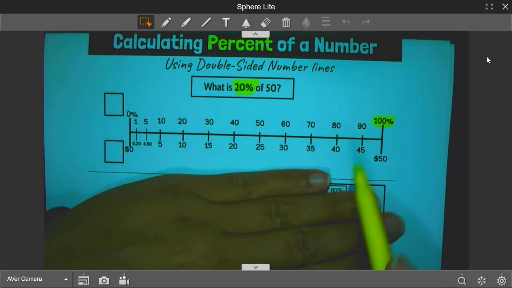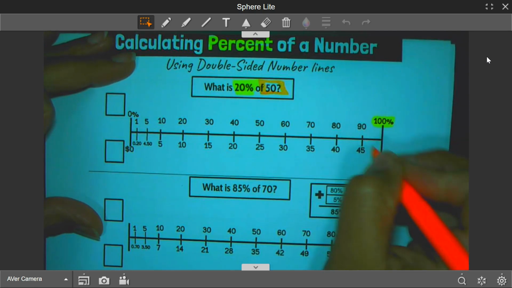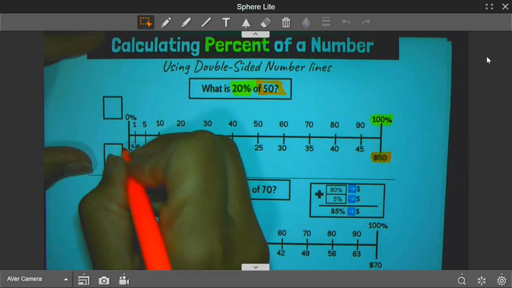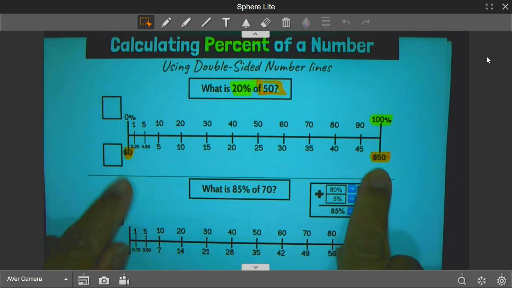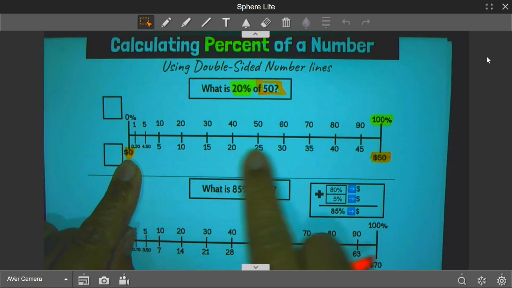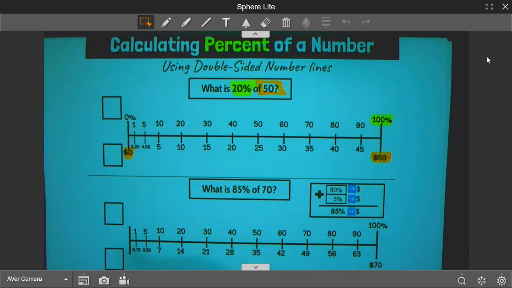Now, the bottom is going to represent the number. In this case, we're looking at $50. So we're going to start with 0 and we're going to end with 50. And then we're going to divide up our double-sided number line based off of that $50. So let's go ahead and label.